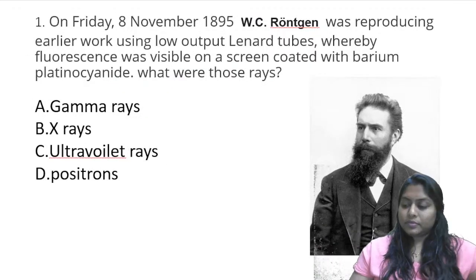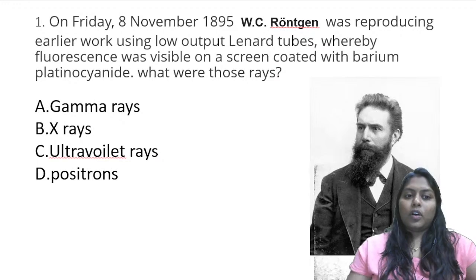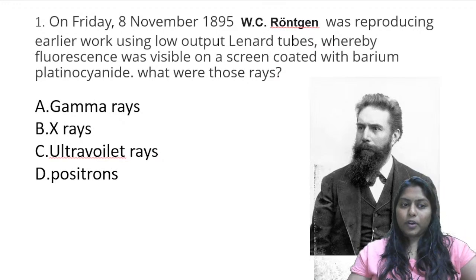So, all the questions are unique and have a learning point. Even the options are important, so we'll be discussing more than one topic for each question. So, the first easiest question. On Friday, 8th November 1895, W.C. Roentgen was reproducing earlier work using low output Lenard tubes, where fluorescence was visible on the screen coated with barium platinocyanide. What were those rays?